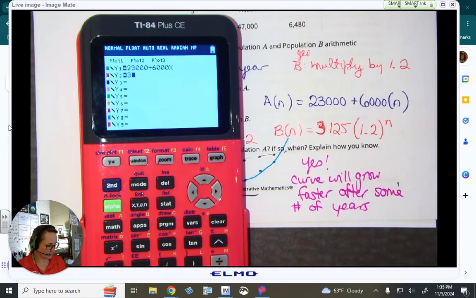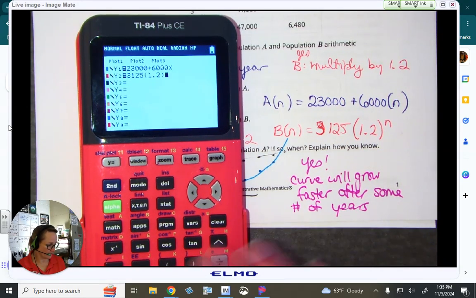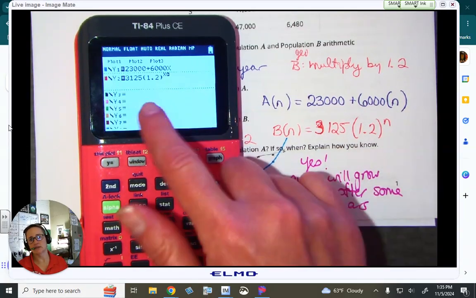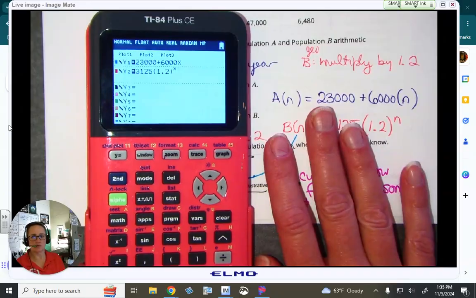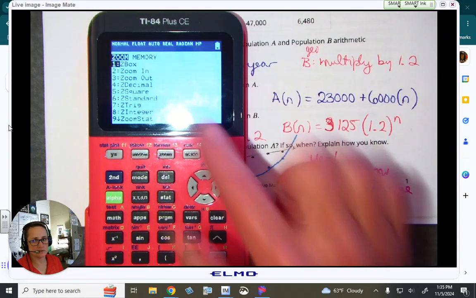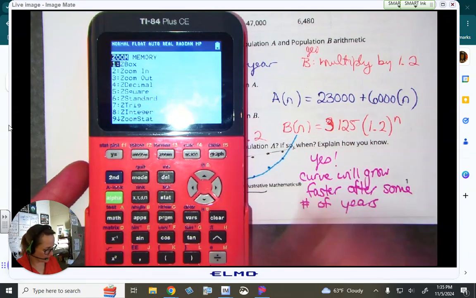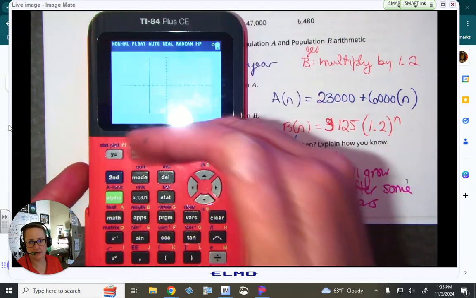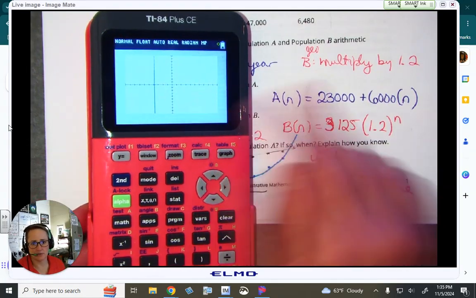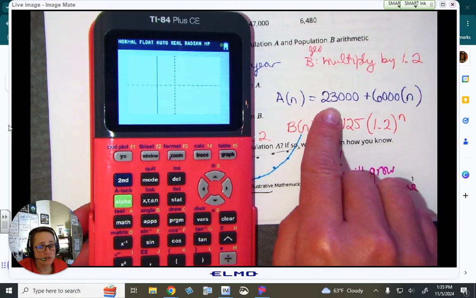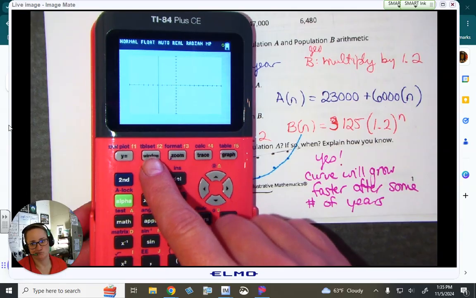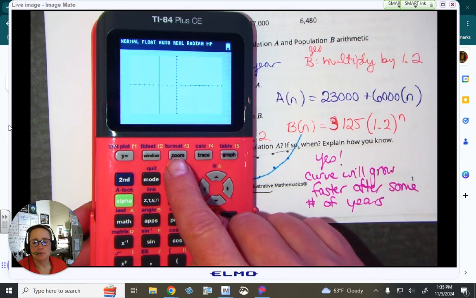Our second one gets raised up to the x power, so I did that here. So I've typed in my two equations. I always start with a zoom 6. It's a zoom standard window, so it'll take you from -10 to +10, -10 to +10. Now, I can't see a whole lot going on here because I need to be way up at 23,000. This window is at 10. I can't see much of anything. So I'm going to try this other thing.